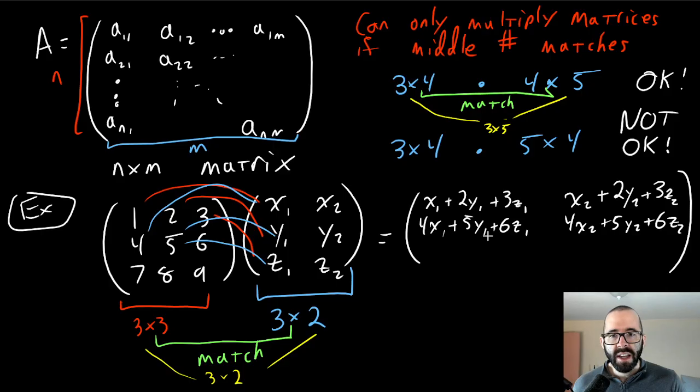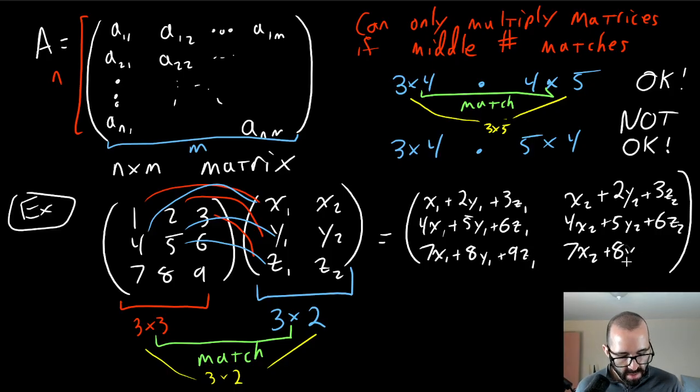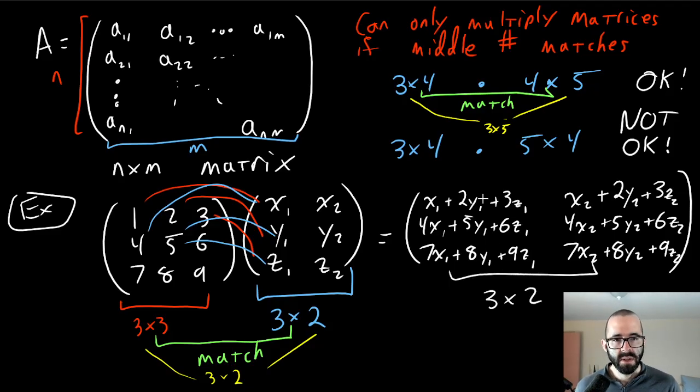All right, and then finally, what do you think the last row is going to be? Pause the video. See if you can get the last row on your own. All right, it's going to be the exact same process. 7x1 plus 8y1 plus 9z1, and that will be all the same things over here, just with 2's. And you can see that our result is a 3 by 2 matrix. 3 rows, 2 columns. Each entry is a little bit more complicated, but that's how we can deal with matrices.